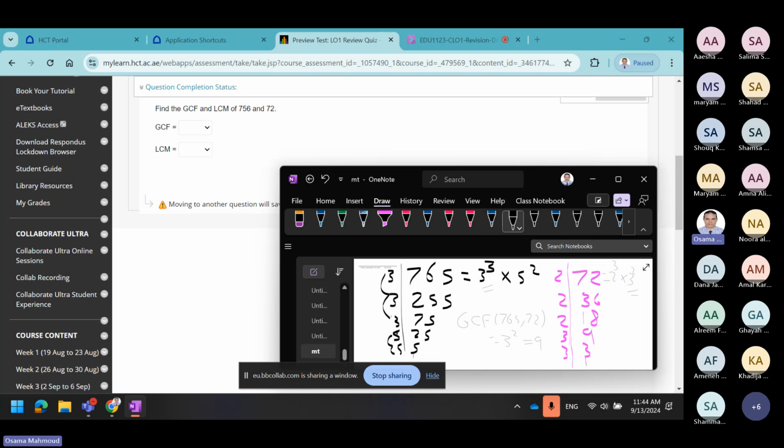Now I'll go for the LCM. In this case, I take the highest power. So 3 is in common, but I will not take this one. I will take this one for the LCM, 3 to the power 3. 5 is not common, 2 is not common. I should take them also.